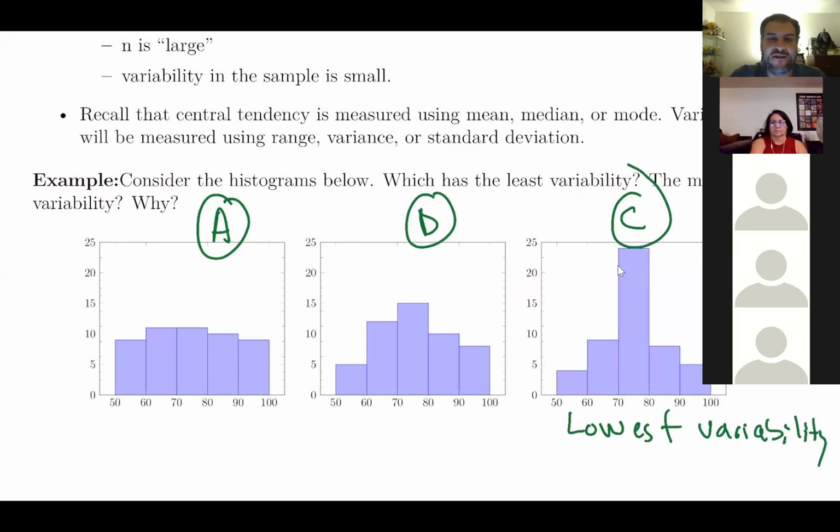Anytime you're looking at a graph, ask yourself: is it all over the place? A is all over the place. C is concentrated in the middle, which tells me you have a low variability there. Stop share. Any questions on why C had the lowest variability? And B should be the second lowest variability, and then A will have the highest variability, in case you were wondering.